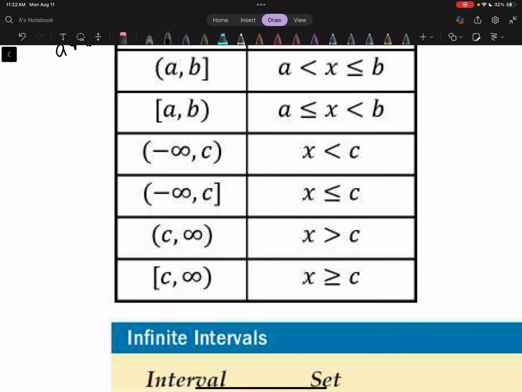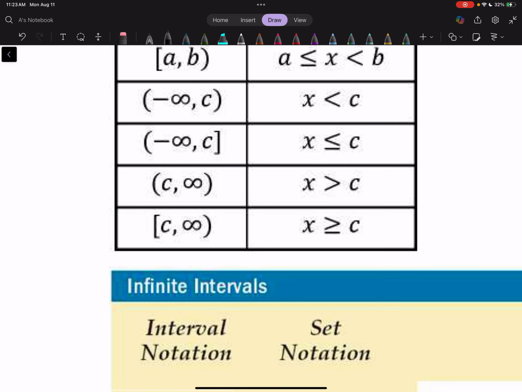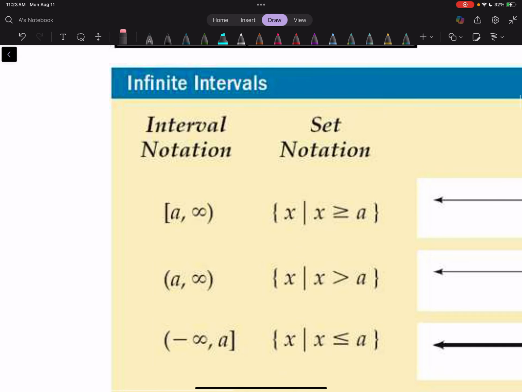Here's examples of interval notation. Make sure you're using parentheses if you are not including the value in the domain or range, and make sure you use square brackets if you are including them. One more thing to note, if you are using negative or positive infinity, you cannot put a square bracket on an infinity symbol. The reason is infinity is not a number, it is a concept. You cannot put a square bracket on infinity because you will never actually reach it.